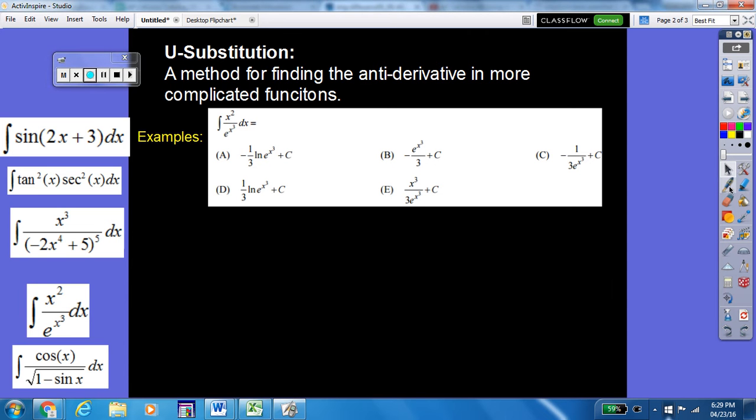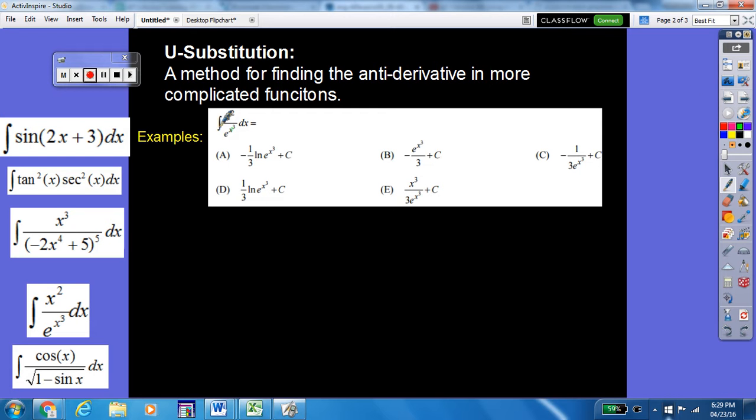Okay guys, in this video we're taking a look at an actual AP multiple choice problem that requires u substitution. As you can see here, we have x squared over e to the x cubed, and look at the choices. They have some natural logs in there, which is tempting because we can see we have 1 over e to the x cubed. But let's see if that actually works out into a natural log.